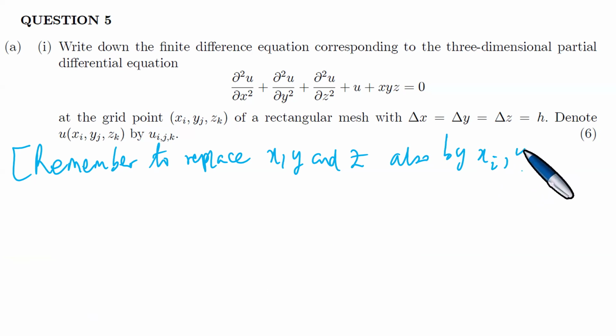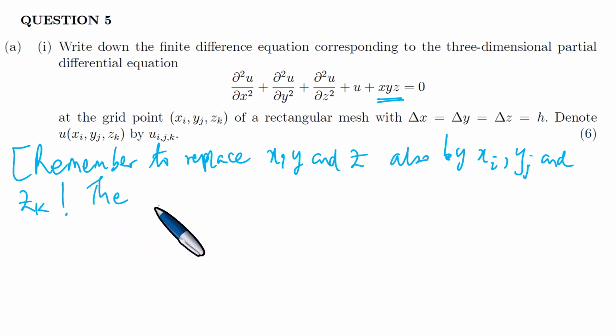So x_i, y_j, z_k. Remember to replace the x, y, and z also by x_i, y_j, and z_k, which we have done here. The x, y, and z, we replace them by x_i, y_j, and z_k, which we have done.